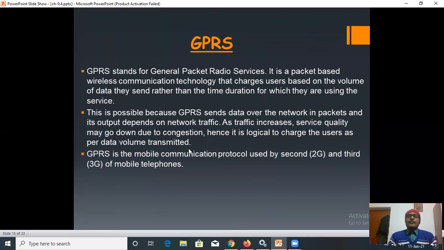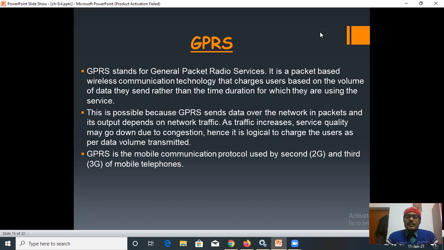Now coming to the GPRS. GPRS stands for General Packet Radio Service. It is a packet-based wireless communication technology that charges users based on the volume of data they send rather than the time duration. As you make an audio call, there is a time duration, and your money is calculated according to time. But in this GPRS technology, you are charged according to the volume of data you are using. There is no duration of time in this technology. What amount of data you have used, you will be charged according to that volume of data.